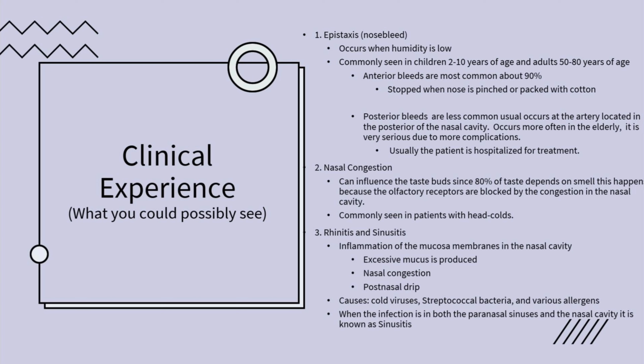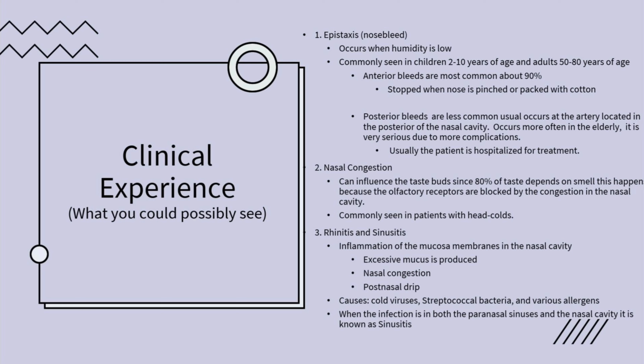Now we're going to look at what you can see on the clinical side when it comes to the nasal cavity. The first thing we could encounter is a nosebleed, and this occurs when humidity is low. It's common to see in children 2 to 10 years of age and adults 50 to 80 years of age. There are two different types of nosebleeds. There's an anterior bleed, which is most common.